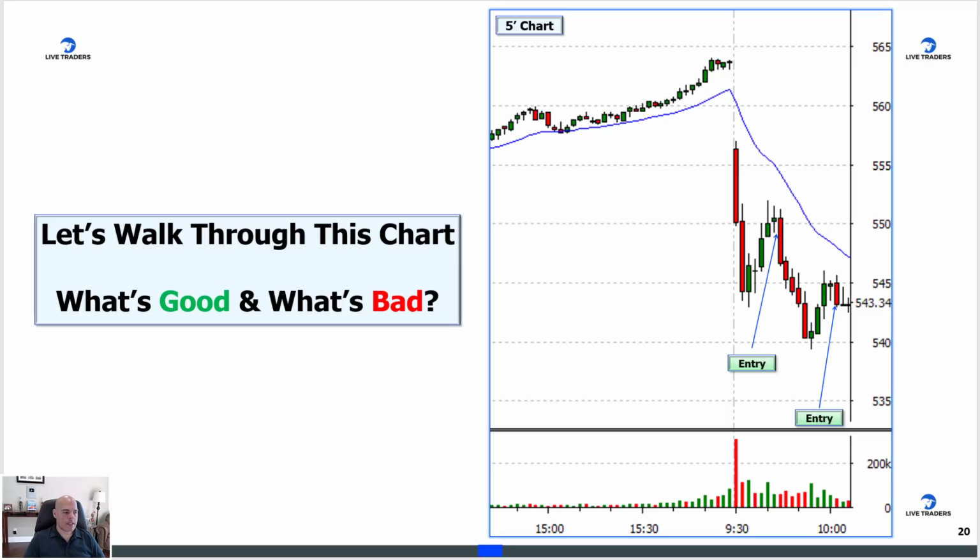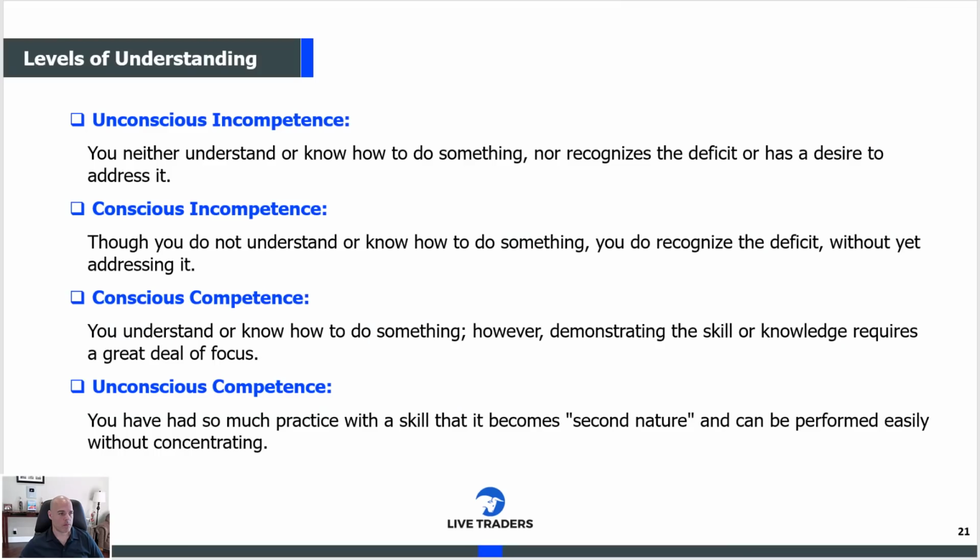All right, so this next slide I want you guys to think about for a second because it relates to everything we just did, okay? These are called levels of understanding: unconscious incompetence, conscious incompetence, conscious competence, and unconscious competence.